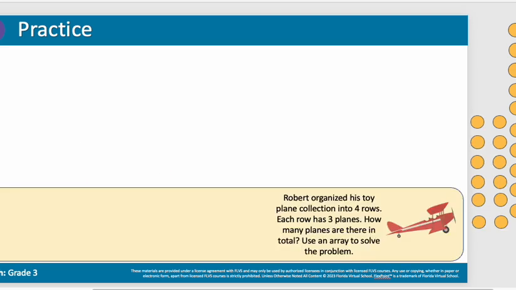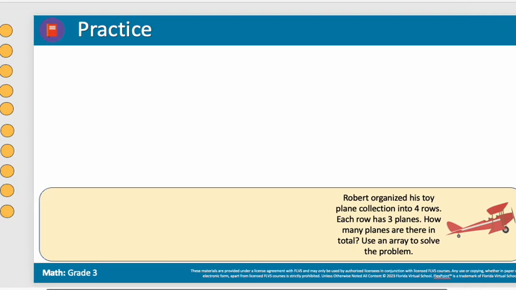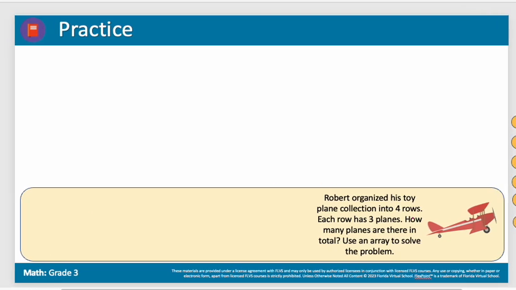All right, I want you to try this one. This one says, Robert organized his toy plane collection into 4 rows. Each row has 3 planes. How many planes are there in total? Use an array to solve this problem. Okay, 3rd graders, so let's go ahead and pause the recording. I want you to try this one, and then we're going to come back and look at it.